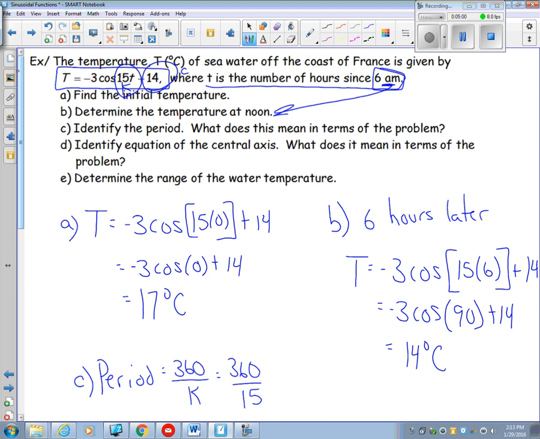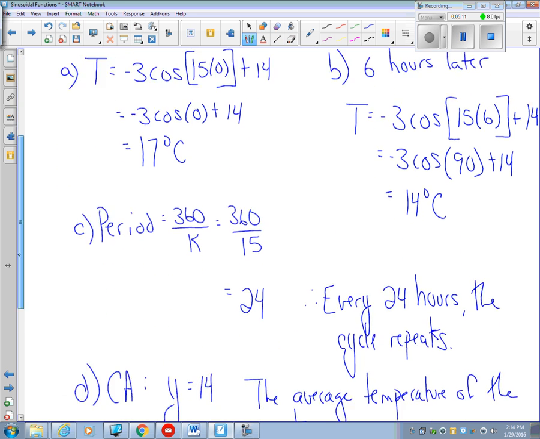Amplitude is your A value, the part out here at the front. Now, I'm not going to include the negative sign. The negative sign actually tells me something else. We'll worry about that another day. But the 3 itself is my amplitude.